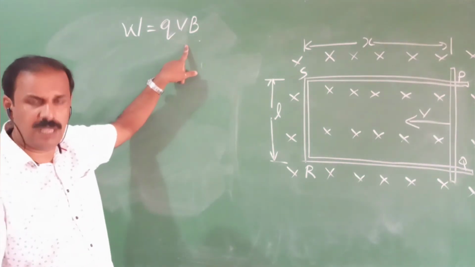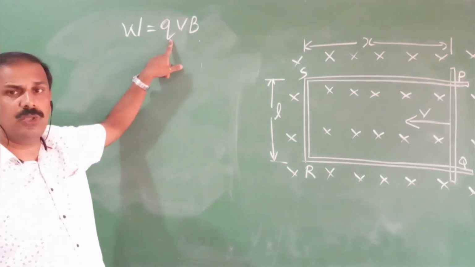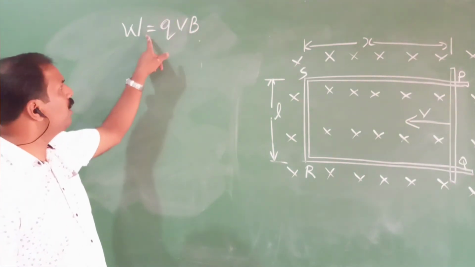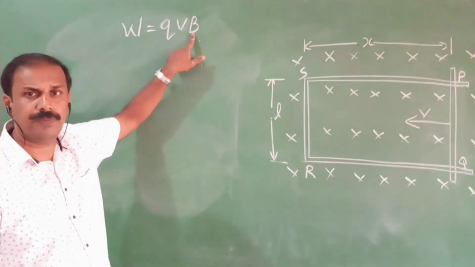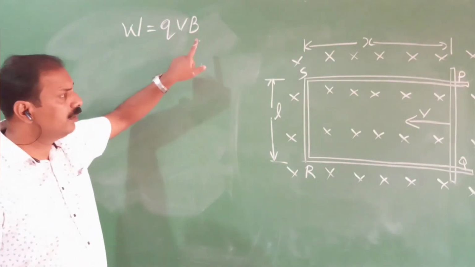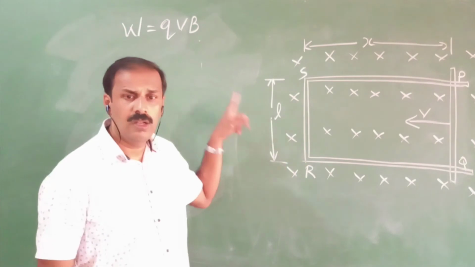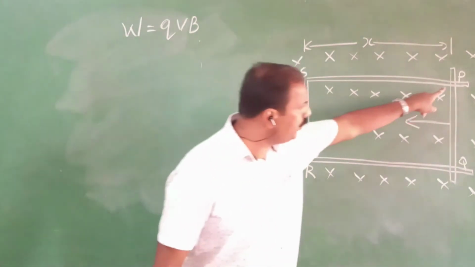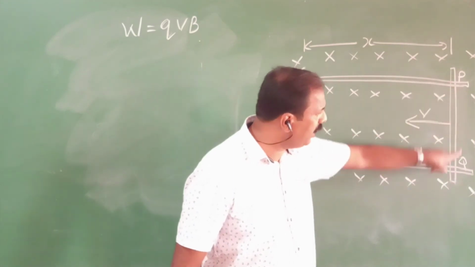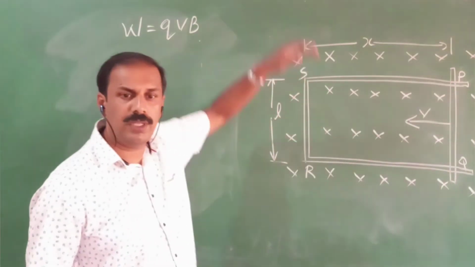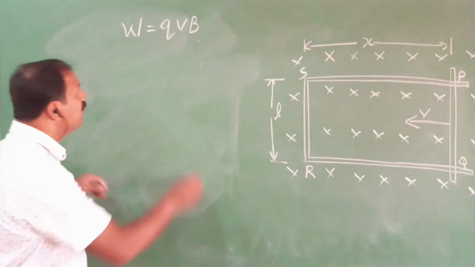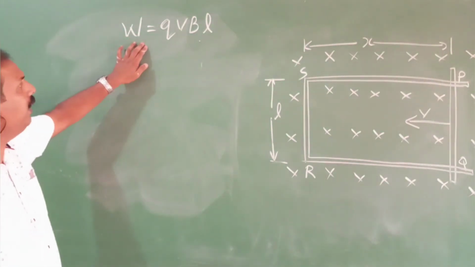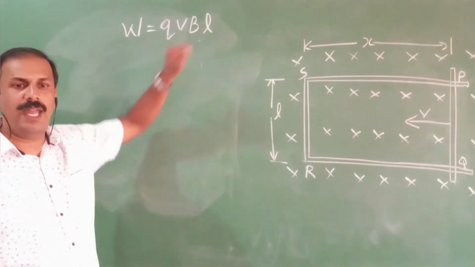Previously we did the same equation. If a charge Q is moving with a velocity V in a magnetic field B, then the force is given by QVB. Now the charge is moving here, and what is the distance the charge is moving? This much distance, from here to here. The charge moves a distance L, so the displacement can be written as L. So the work done is given by QVB into L.